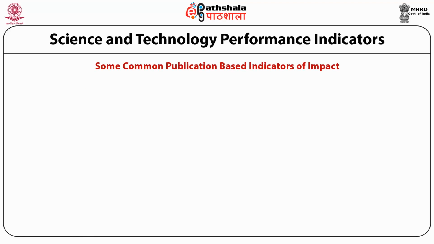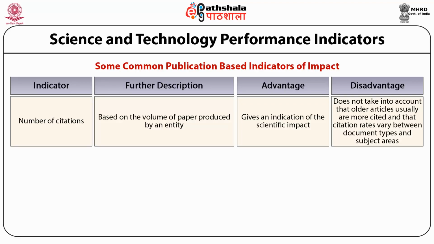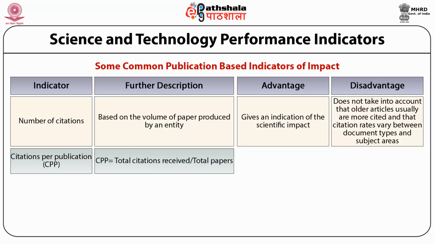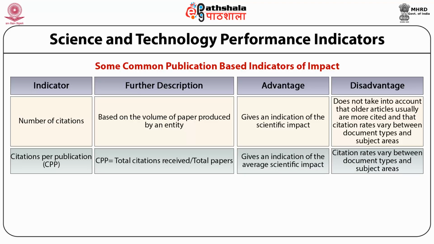In this, we discuss through a table some common publication based indicators of impact. Number of citations gives an indication of the scientific impact. However, it does not take into account that older articles are usually more cited and that citation rates vary between document types and subject areas. Citation per publication talks of total citations received with respect to total papers, and gives an indication of the average citation impact. But the problem is that citation rates vary between document types and subject areas, which may give different indications and would make this indicator questionable.